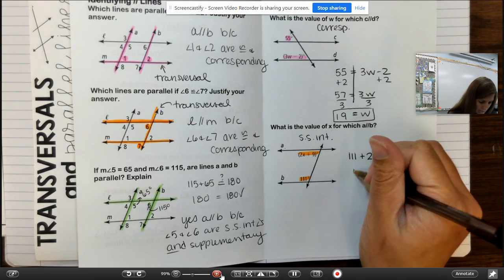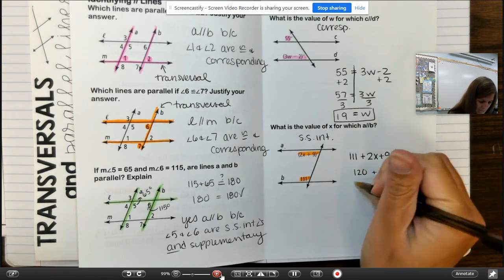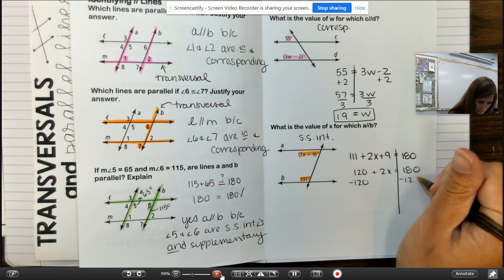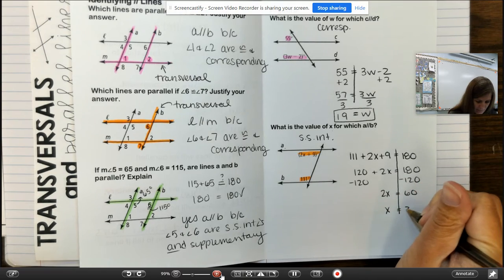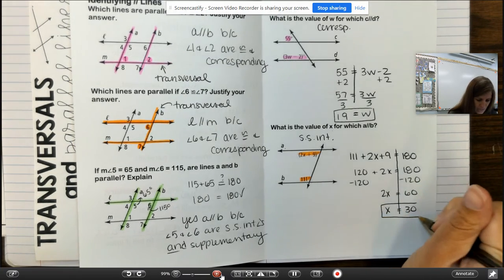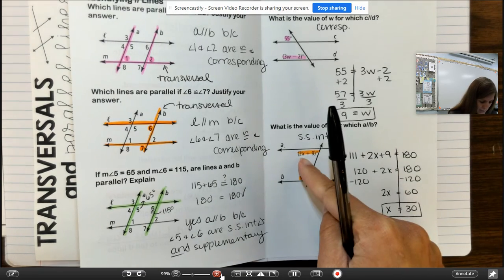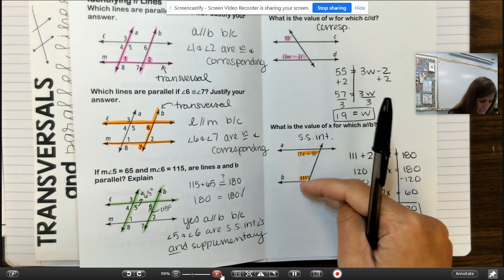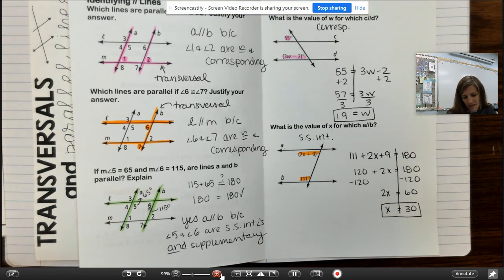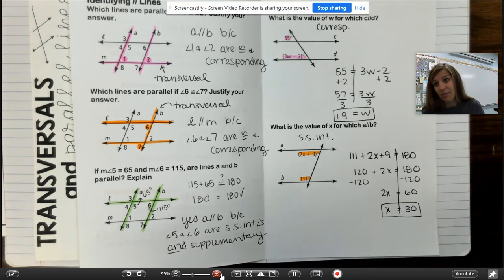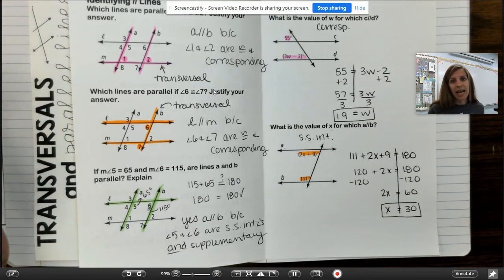I want to combine my like terms, so I'll have 120 plus 2x equals 180. Subtract the 120. So 2x equals 60, and so x would have to be 30. So x needs to be 30, because if I put in 30 here, then these two things will add up to equal 180, which will ensure that the lines are parallel. But really, you're just doing what you had been doing. So hopefully it seems easy and not too strange or weird. And yeah, good luck.